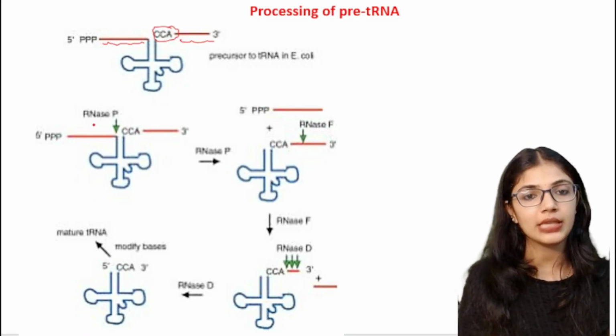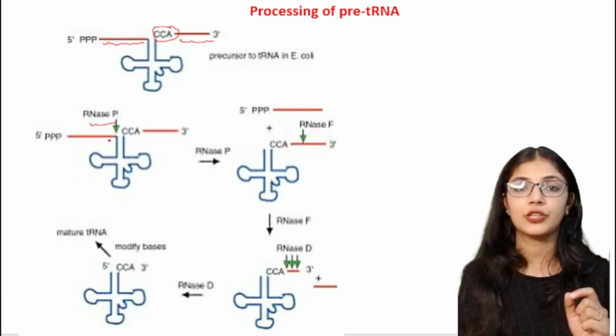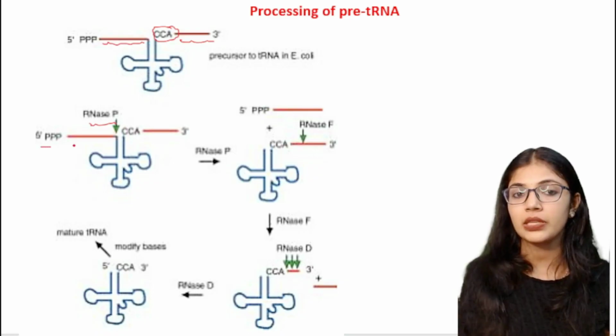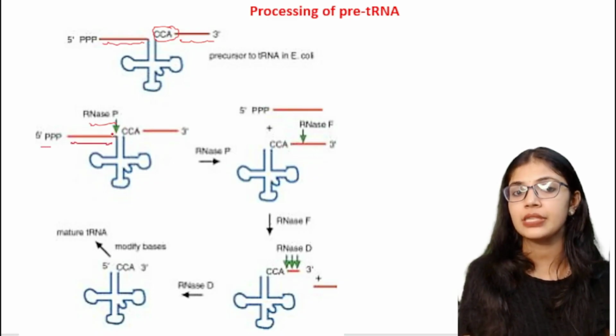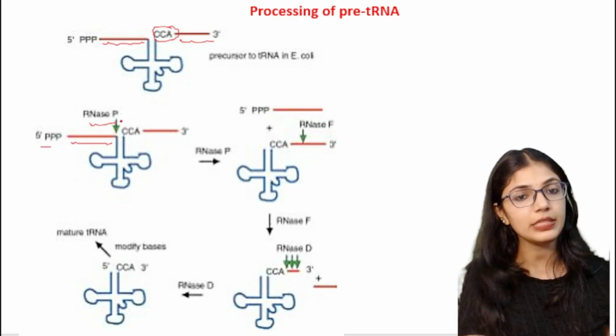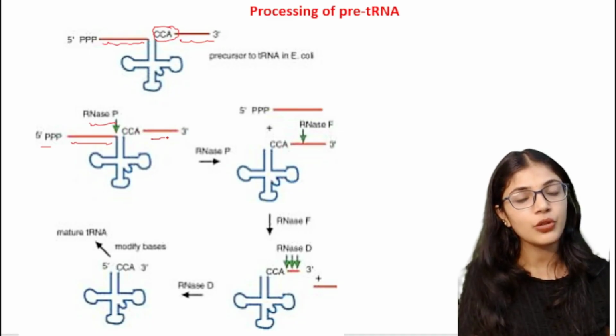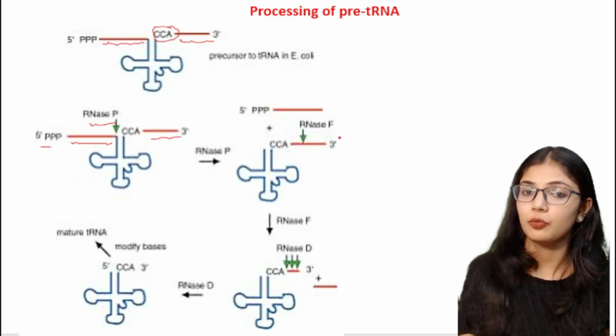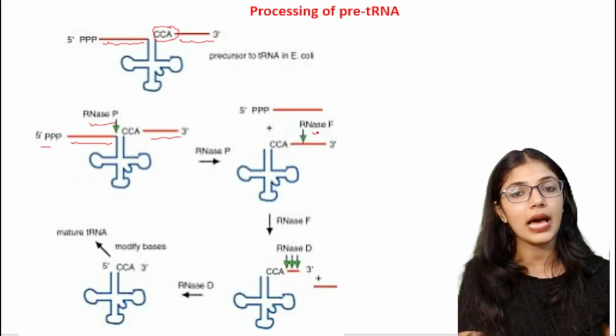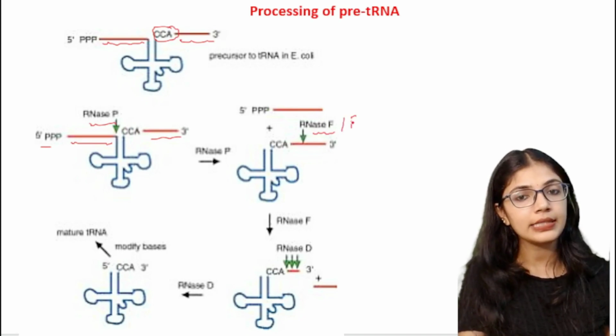Here the nuclease is RNase P, which removes the extra part of the 5' end. Here the extra sequences are present, which are removed by the RNase P. And the 3' end also has extra sequences which are removed by other nucleases, known as RNase F or RNase E. These are the endonucleases.